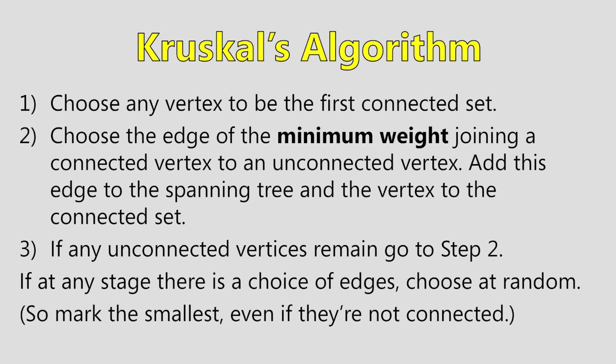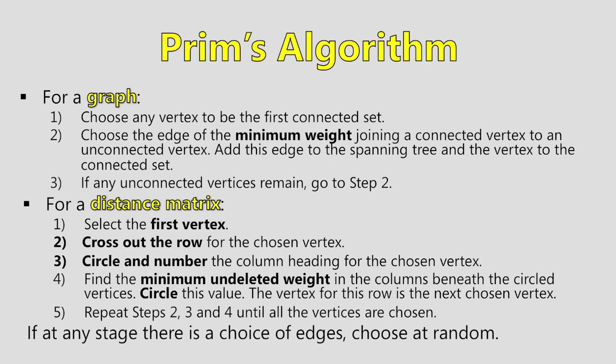Then, if any unconnected vertices remain, go to step 2 and do it again. If at any stage there is a choice of edges, choose at random. So basically you mark the smallest, even if they're not connected. Really? That's all you got to do. Sounds all right. Prim's algorithm is separated into two parts depending on whether you have a graph or a distance matrix. If you have a distance matrix, I advise you use Prim's because Kruskal's is hard.